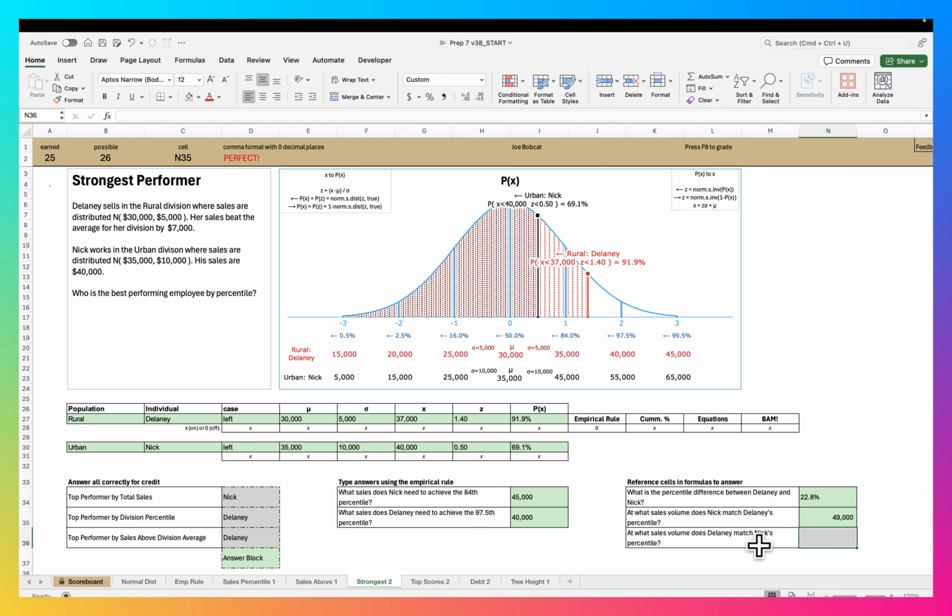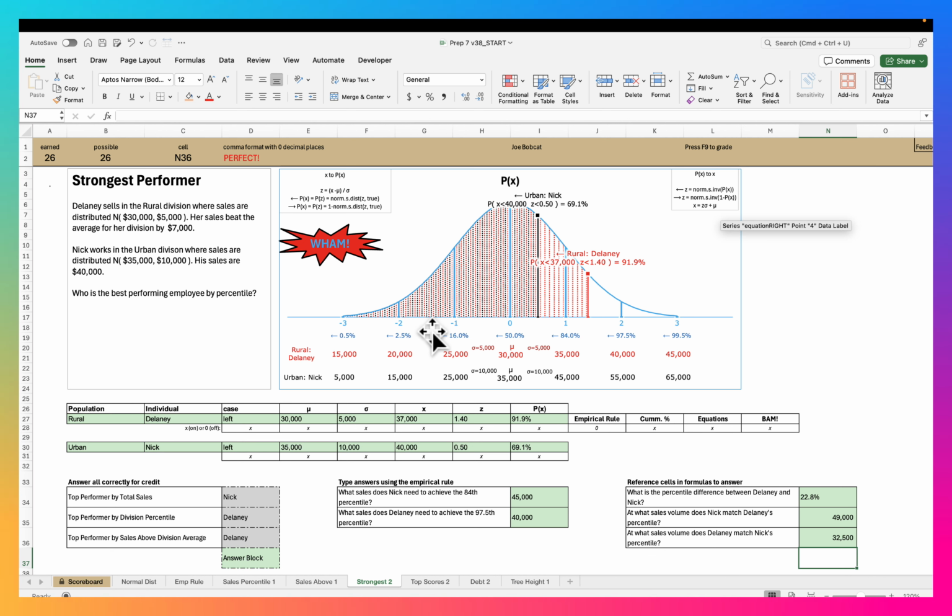At what sales volume does Delaney match Nick? So now we go the other way. We need Nick's percentile, but remember, Nick's percentile is directly related to Nick's z-score. So we're going to use Nick's z-score times Delaney's standard deviation plus Delaney's mu, and that's 32,500. And we're good.